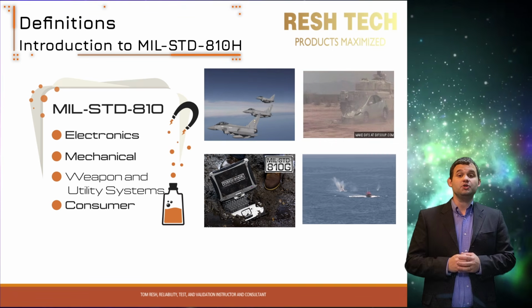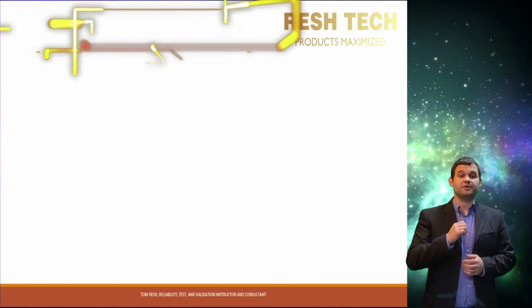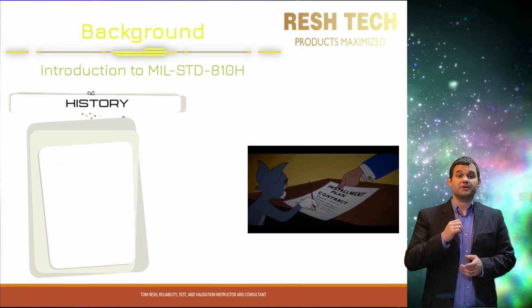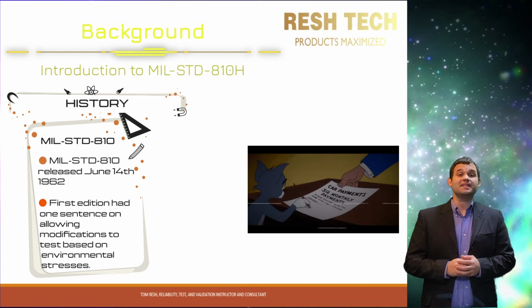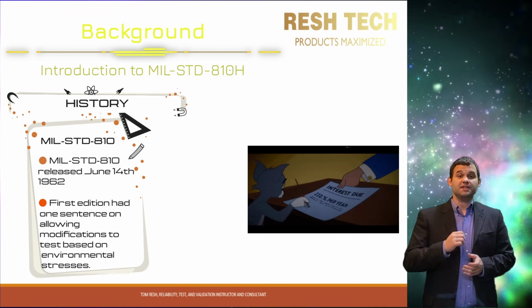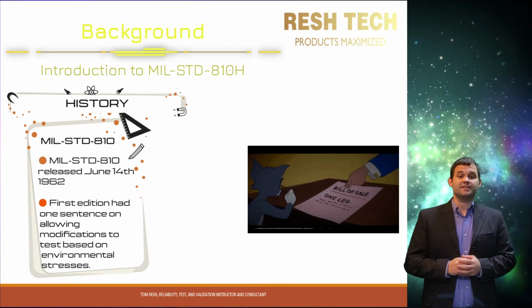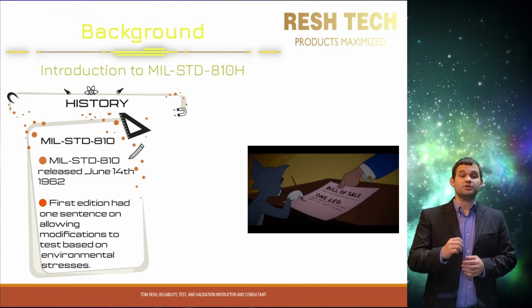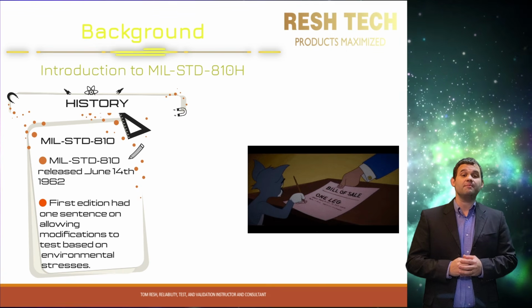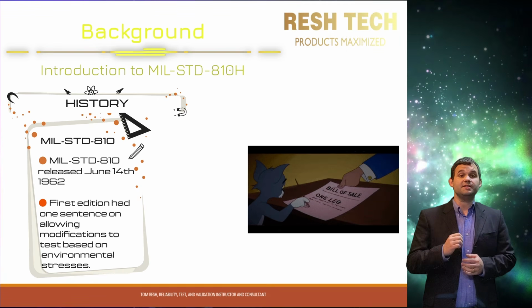Let's go ahead and jump into a brief history of MIL-STD-810. MIL-STD-810 was released on June 14, 1962. The first edition of MIL-STD-810 had one sentence on allowing modifications to tests based on environmental stresses, but evolved over time to the comprehensive document that you see today.